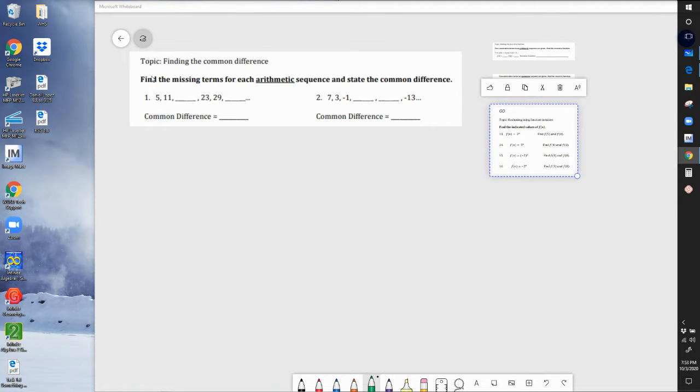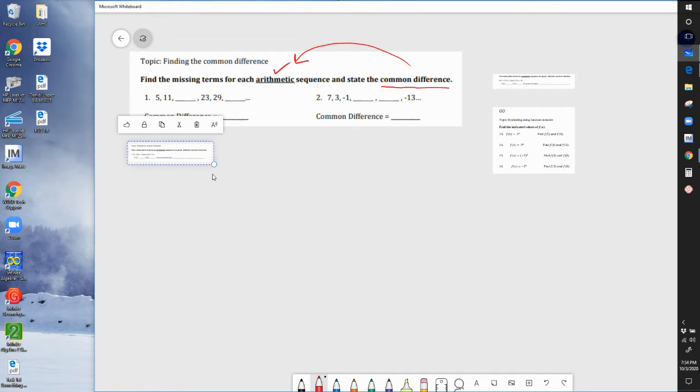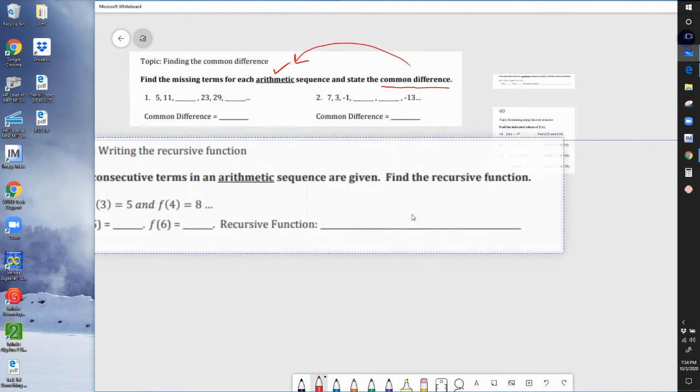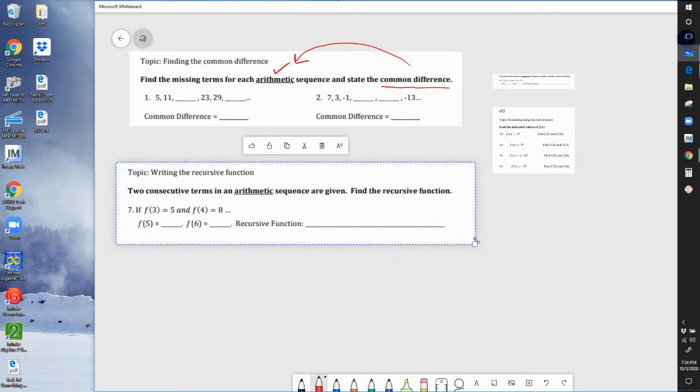So the first problem, problem number 1 and 2 of the example, says find the missing terms for each arithmetic sequence and state the common difference. Okay, so it tells you it's arithmetic. And also it says common difference. So remember, a common difference automatically goes with arithmetic. So it should be very simple. It just wants you to say what you're adding or subtracting by every single time. All right. Let's make this a little bit smaller.